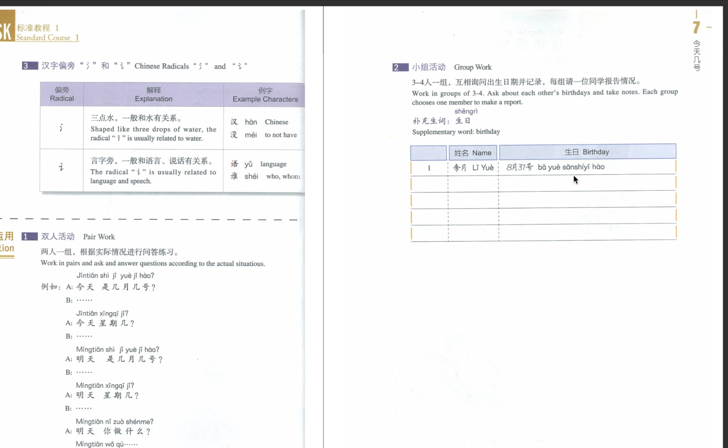8月31号. 8月, the eighth month of a year, August. 31号: 3 times 10 is 30, right, and it's 31st, so you put one after the 10 units. 31.